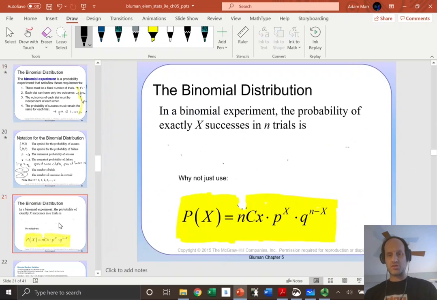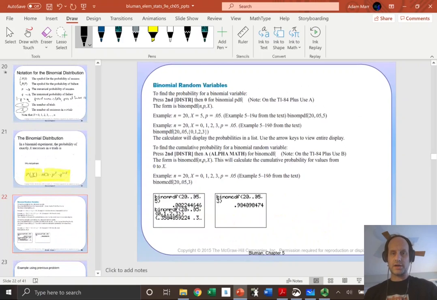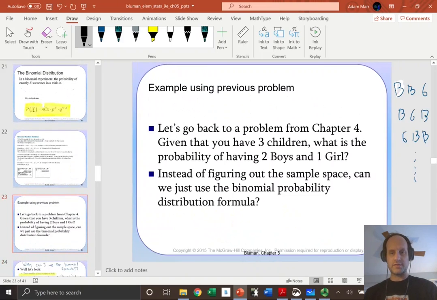This, remember, was the actual formula. The probability in a binomial experiment of exactly x successes in n trials is nCx times the probability of success to the x power times the probability of failure to the n minus x. That means the total number of trials minus the x. X is how many successes you want to find. Of course, I told you that we can use our calculator. This slide explains that, which I've given to you.